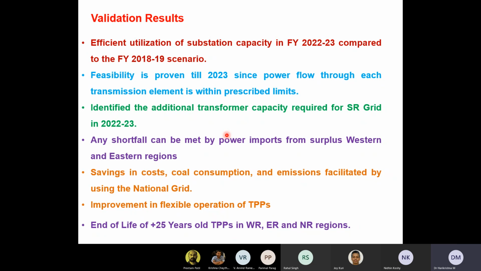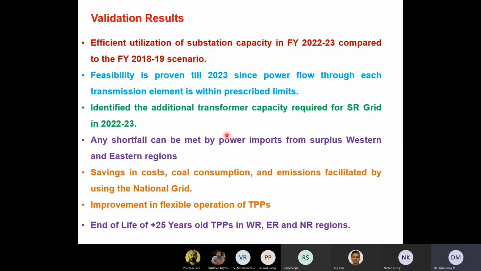Thus, we proposed a certain capacity for substations in order to validate the proposed studies. Overall, the proposed method is beneficial in terms of economics. Also, environmental issues can be overcome.